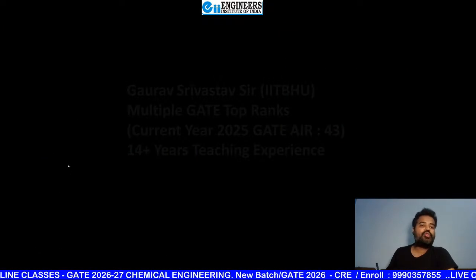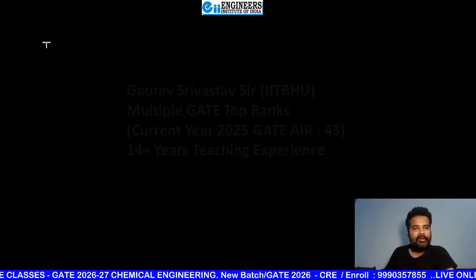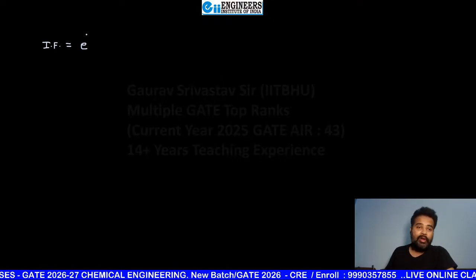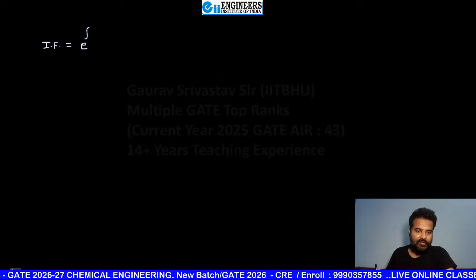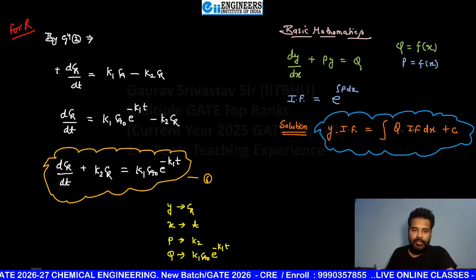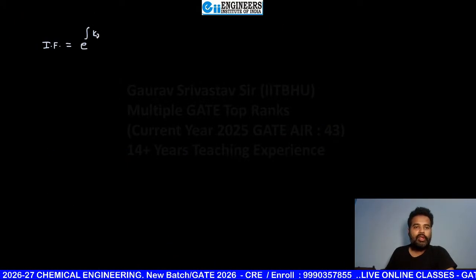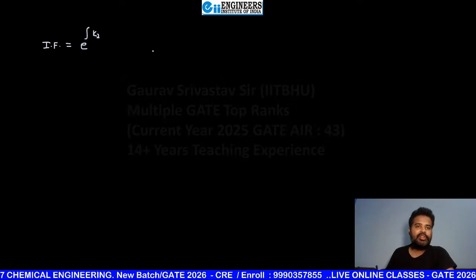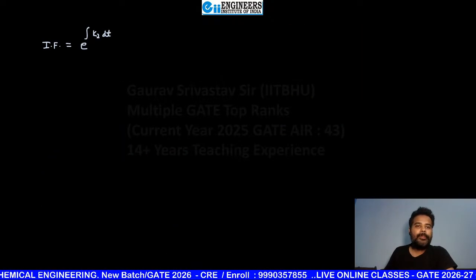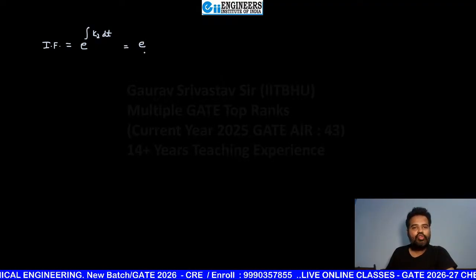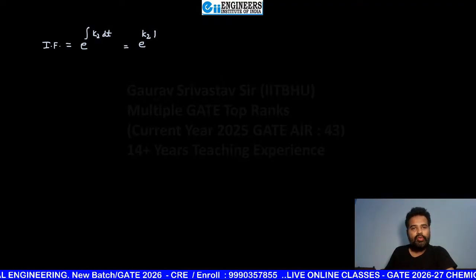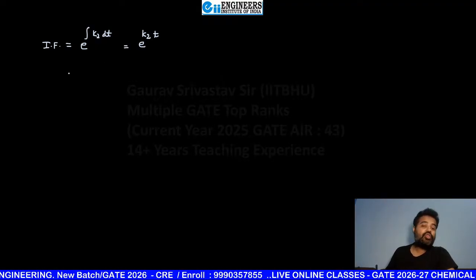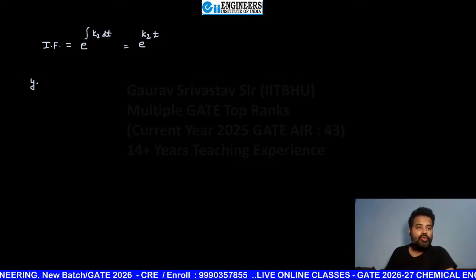y into IF. So first we have to calculate the integrating factor IF for our case. So exponential of integration of P dx. So what is the value of P here? P is K2 here. So K2 and dx. So what is x here? In our case x is T. So it's dt. So it will come e raised to power K2 T. Once you got this, the solution is y into IF.